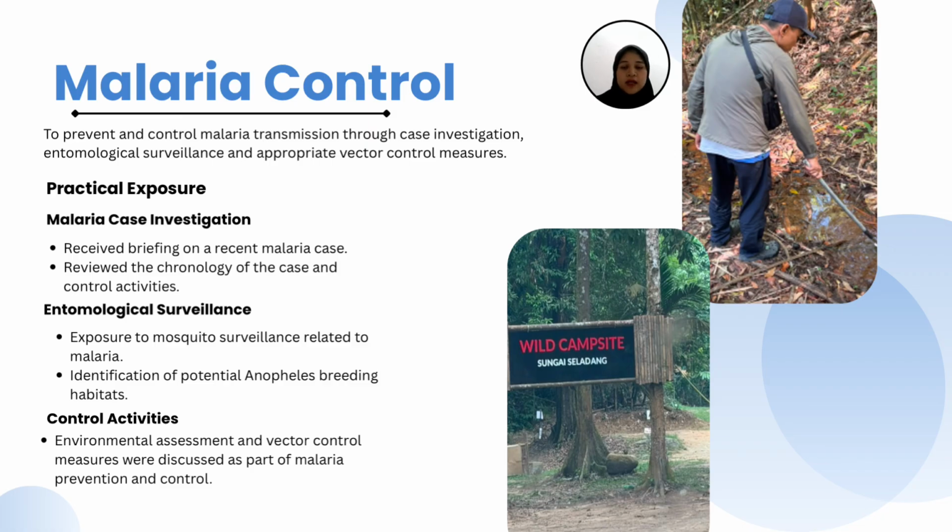After the dengue control activities, I was exposed to malaria control activities. During this exposure, PPKP Hisham provided a briefing on a recent malaria case, including the chronology of the case and the control activities that were carried out. I also learned about the importance of entomological surveillance in malaria control, particularly the surveillance of Anopheles mosquitoes and their potential breeding habitats. The surrounding areas of the affected location were assessed to identify suitable mosquito breeding habitats and to support the assessment of malaria transmission risk. This exposure helped me understand that malaria control involves not only case investigation but also entomological surveillance and appropriate vector control measures.